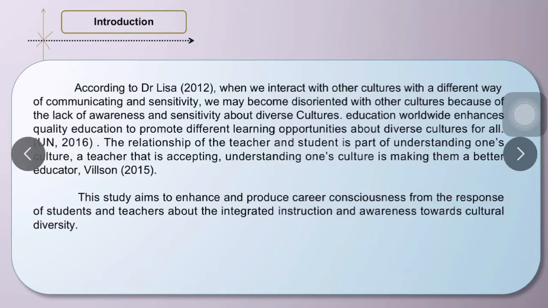So this study aims to enhance and produce cultural consciousness from the responses of students and teachers about integrated instruction and awareness towards cultural diversity.